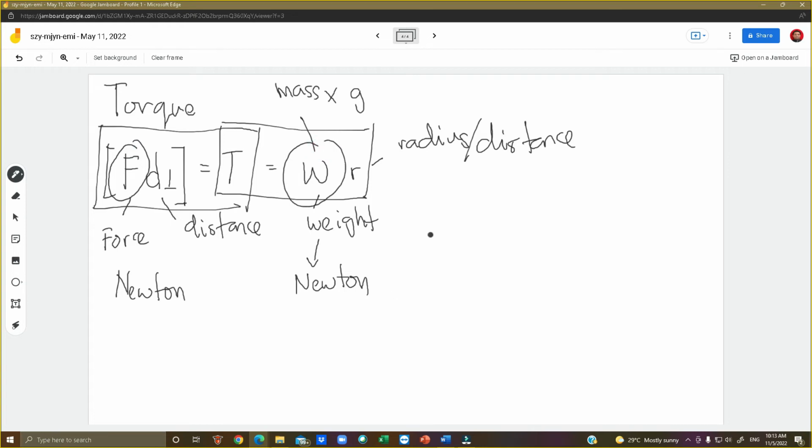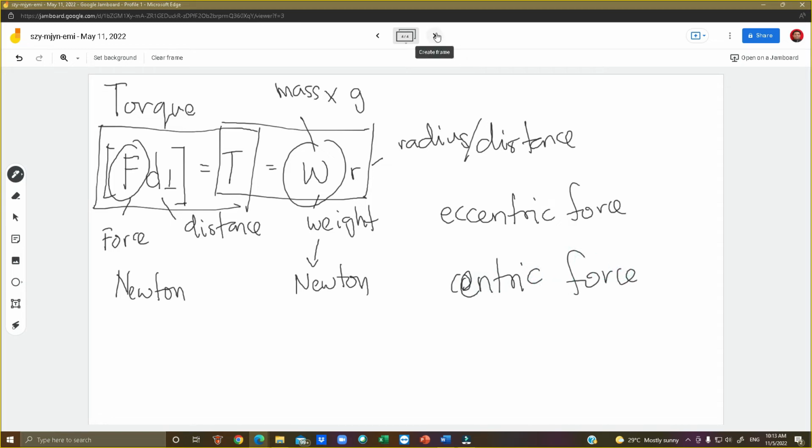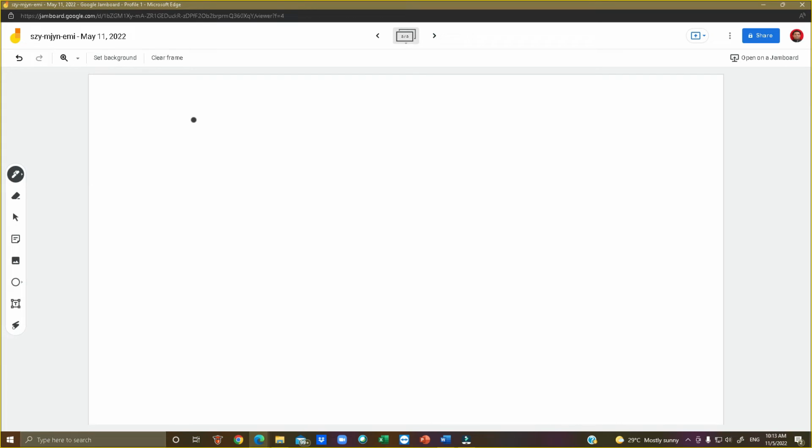Okay, so in torque, in order to get torque, we need a force known as eccentric force. So, the partner for eccentric force is known as centric force. Okay, centric force, eccentric force. So what are these two things? I'll explain that with an example.